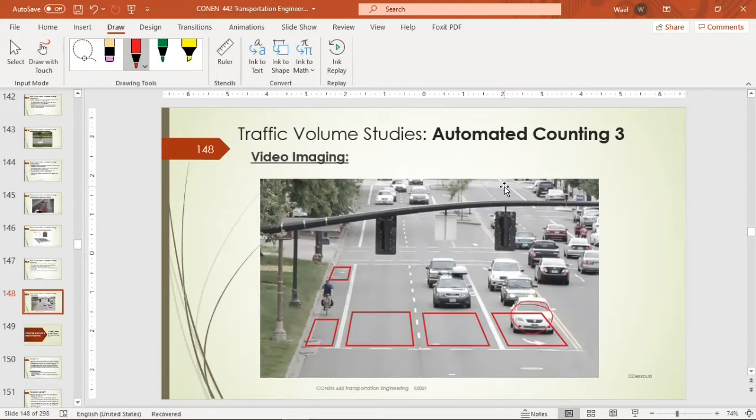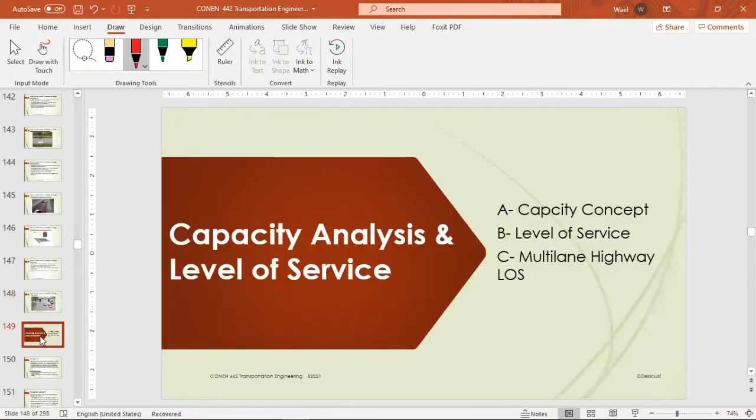Okay. By this, we conclude the part for traffic studies, and we move to the last part of this module, which is basically capacity analysis and level of service. We're going to start first by explaining the concept of capacity and level of service. Then we will apply these methods on estimating the level of service for a multi-lane highway.